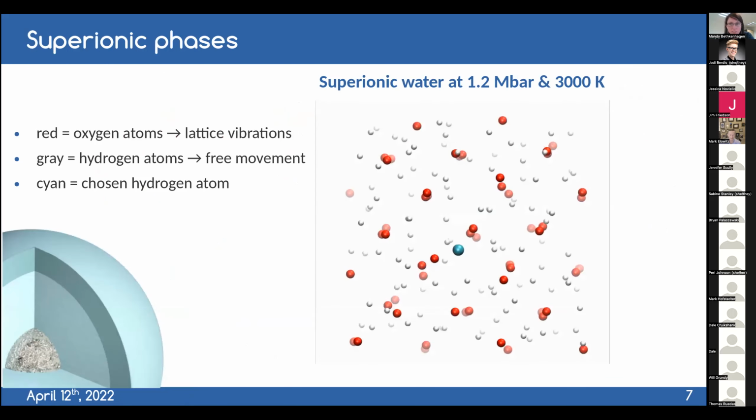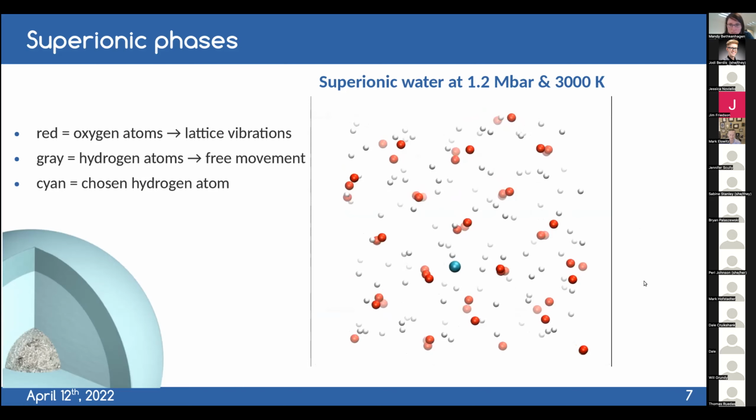Today I brought you a little video of what this actually looks like. So I invite you all to look at this little animation here on the right. And I want to point out to focus on this little cyan atom, which is actually an enhanced hydrogen atom. All the other hydrogens are in gray and oxygen atoms are in red. And we want to see how this one is moving. So let's check this out.